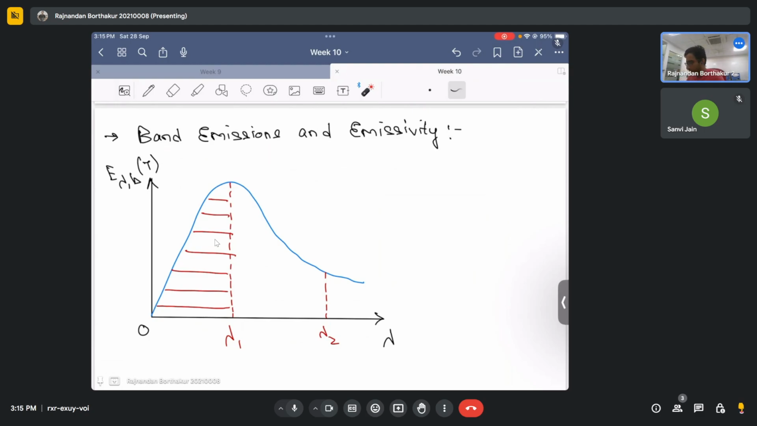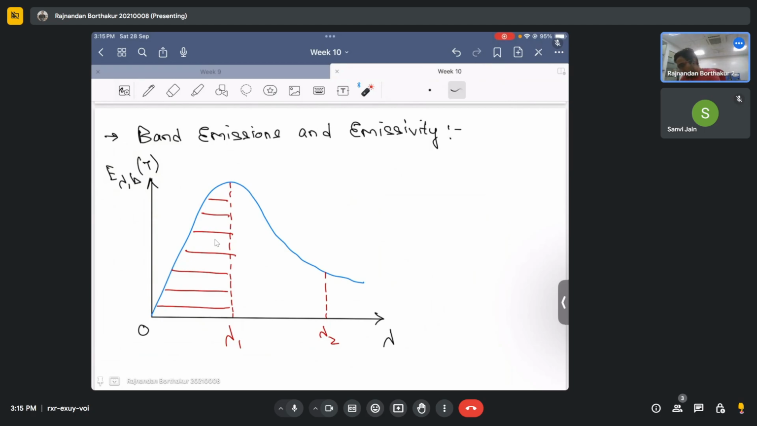You need to understand that here is a plot of the spectral emissive power of a black body. The concept of band emission can be extrapolated to any body, but in order to formally define the band emission function, we will use the concept of a black body, and later we'll see that it can be extended to any body just by using the term emissivity.